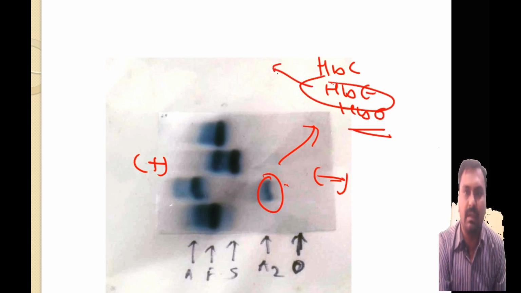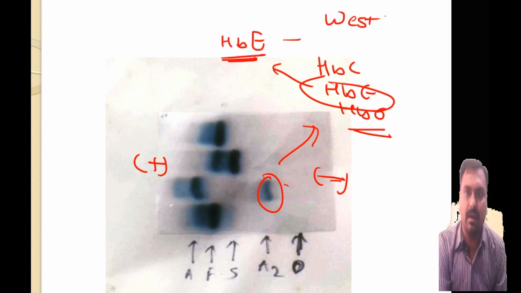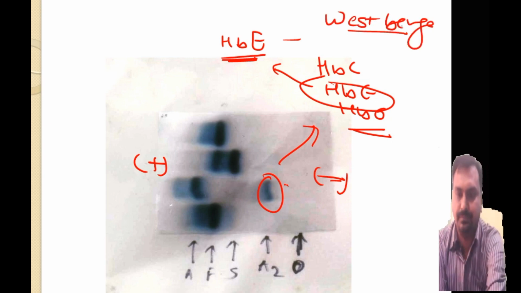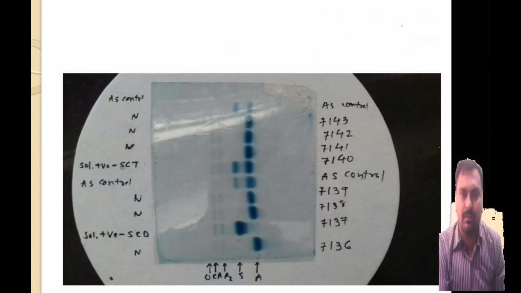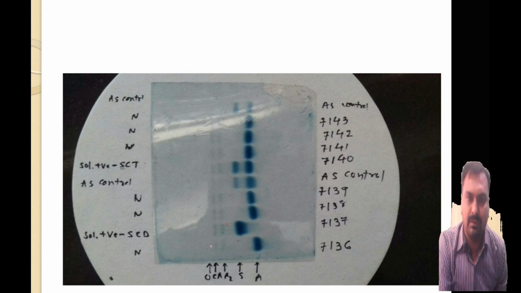Here it was confirmed by HPLC that it is HbE, mainly seen in the eastern part of India, like West Bengal. Here is the point of application, this is carbonic anhydrase, and this is A2. If a band is in the S region only, that is sickle cell disease. This is normal, again normal. These are my controls for the A and S region.